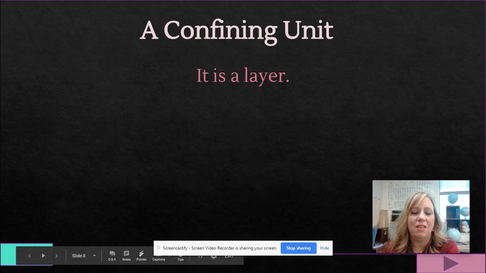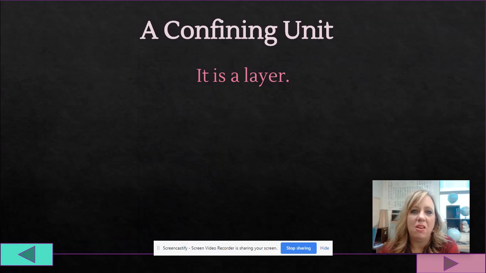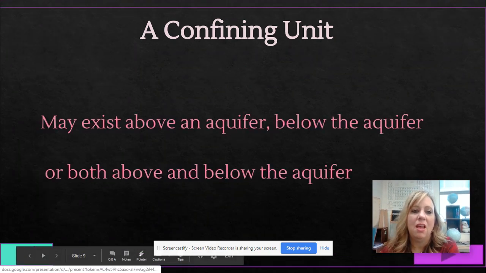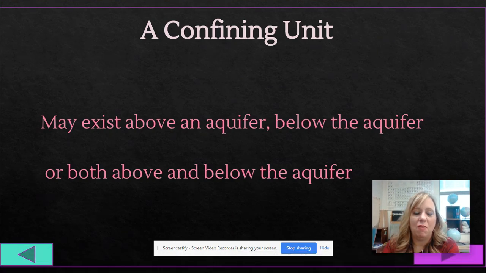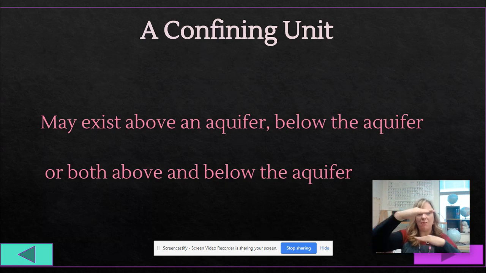A confining unit is a layer of rocks. As we look down into the soil, we'll see different layers of soil and rock as part of the makeup of the dirt below us. Depending on the type of rock that was laid down during whatever era it was made, it may not allow water to go through. Sometimes we call these layers stratum. A confining unit may exist above an aquifer or below the aquifer, or above and below, which is almost like it's sandwiching the aquifer. If it's above it, the water can't get down through it. If it's below it, then water can't seep down underneath, or it might sandwich it, and that water is kind of trapped.